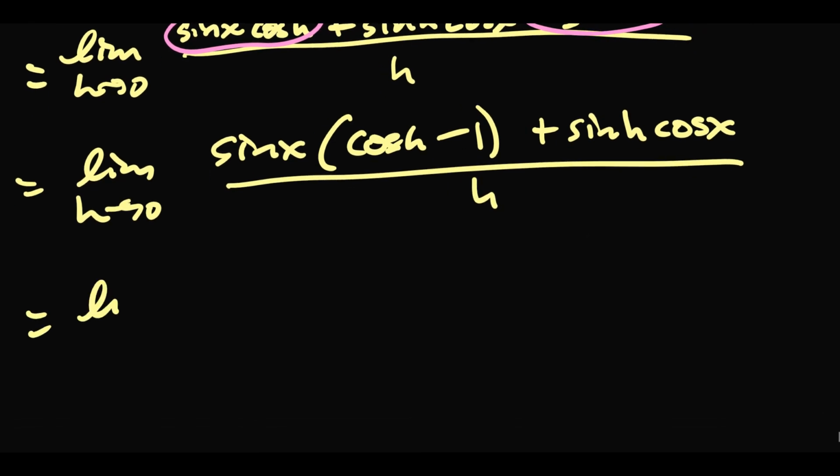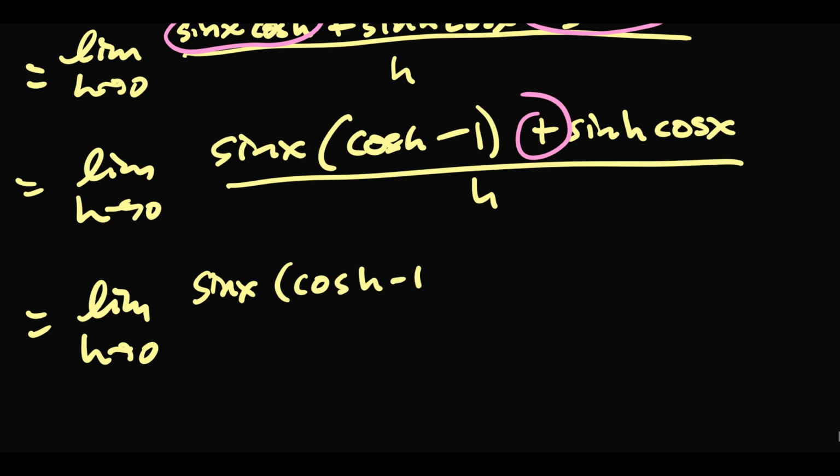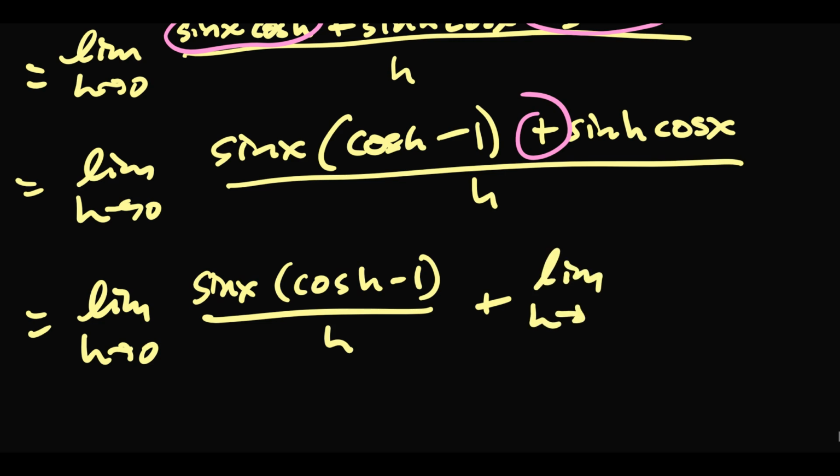So now I'm going to split these two up. It's plus in the middle here, so I'm going to split this into two different limits. So this is sine x and then cosine h minus 1 over h, and then plus limit as h goes to 0 of sine h cosine x all over h.